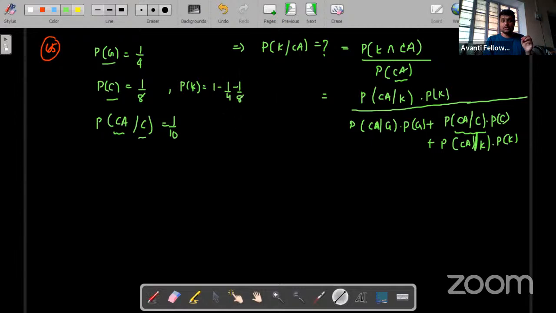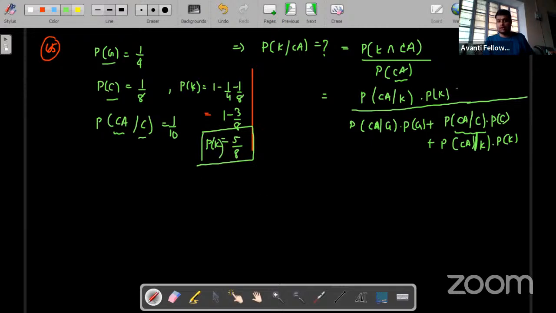I hope this part is very clear to you. I am using that the sum of all the probabilities of an experiment is equal to 1. So this can be written as 1 minus 3/8. So finally we are getting P(K) equals 5/8. Clear? So P(K) is done. Now we have to find the probability of a correct answer given that he knows the answer.